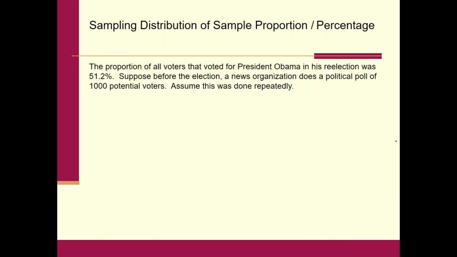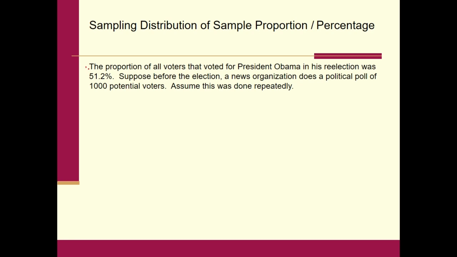Okay. Here's the second and last example. Let's go back to the 2012 presidential election. That would have been the re-election of President Obama. Okay, let's take a look at that. Now, he ran against Romney. Okay, and let's take a look here. I looked it up.